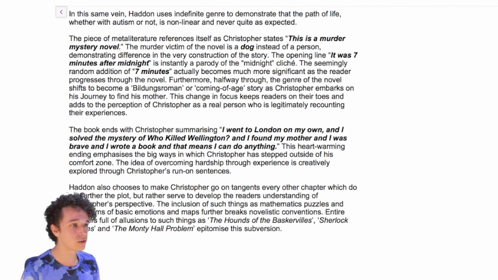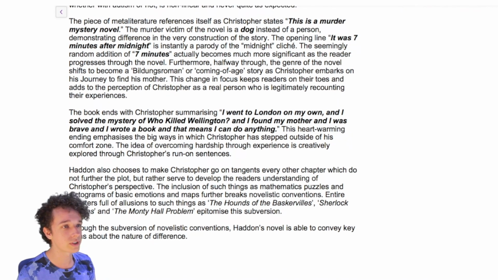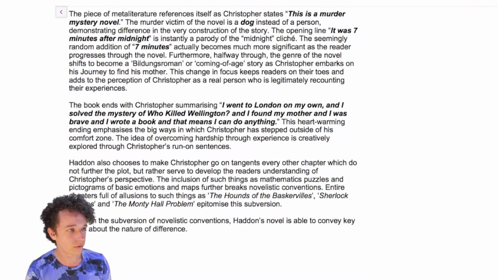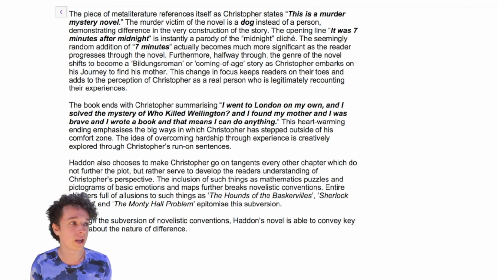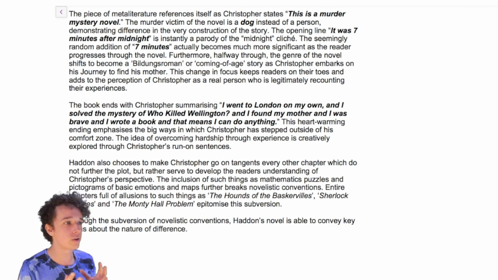This piece of meta-literature references itself as Christopher states, "this is a murder mystery novel." The murder victim of the novel is a dog instead of a person, demonstrating difference in the very construction of the story. The opening line, "it was 7 minutes after midnight," is instantly a parody of the midnight cliché. The seemingly random addition of 7 minutes actually becomes much more significant as the reader progresses through the novel.